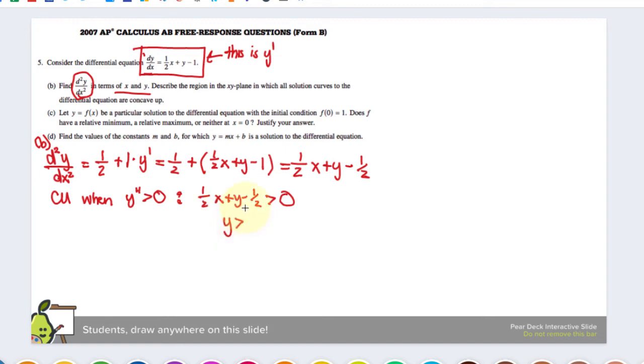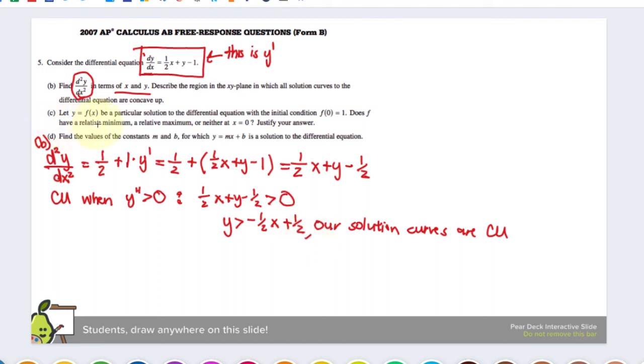Whenever y is greater than negative 1/2 x plus 1/2, our solution curves are concave up. So that would be our solution. That also means anything above the line y equals -1/2 x plus 1/2. So you could write it either way, it's great.